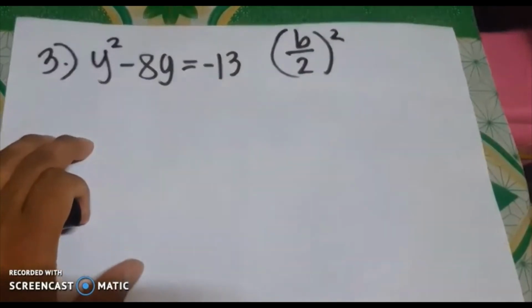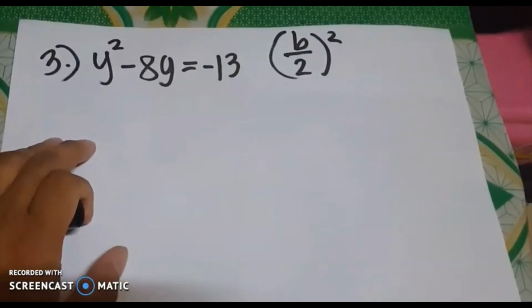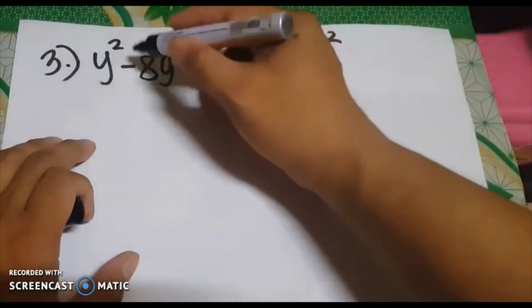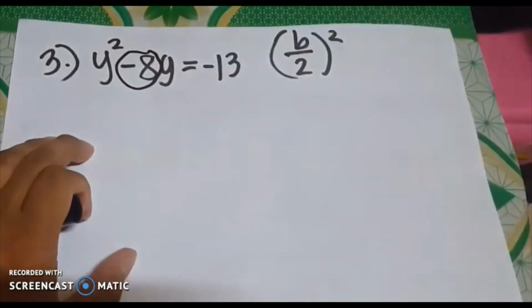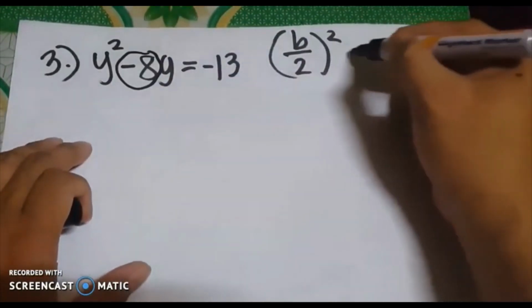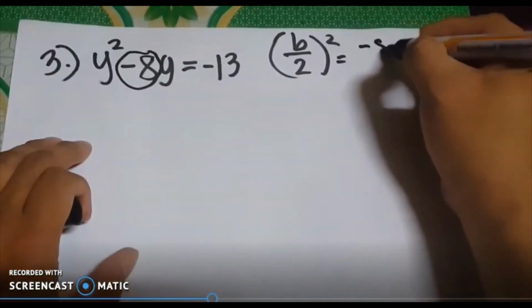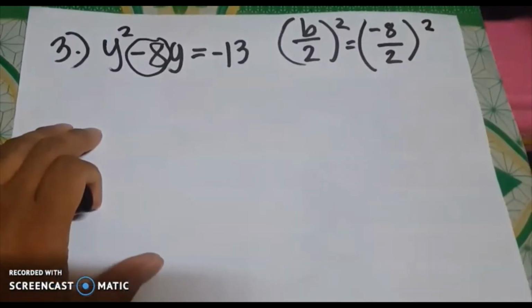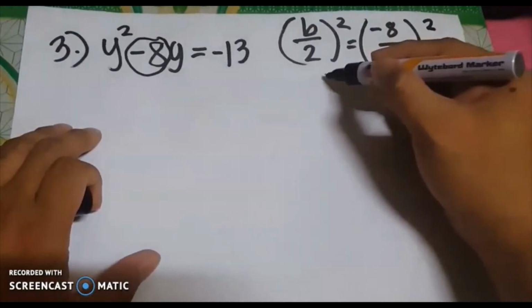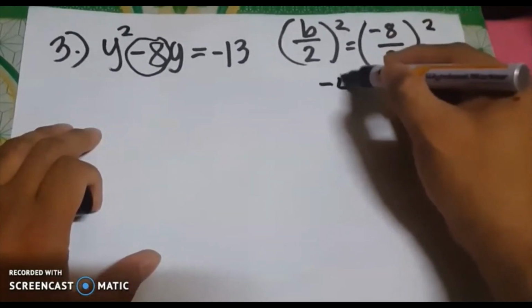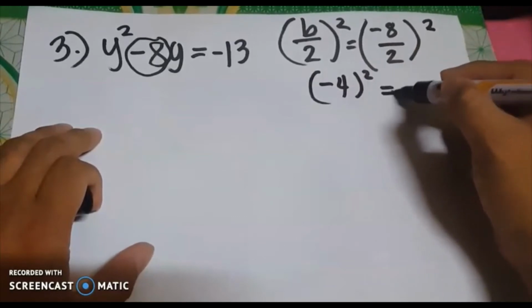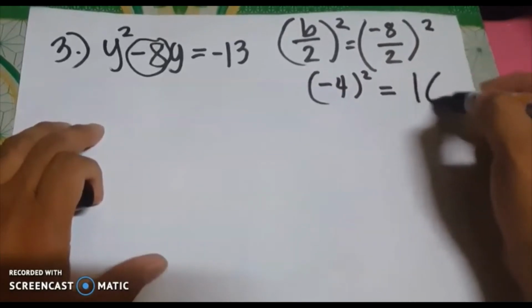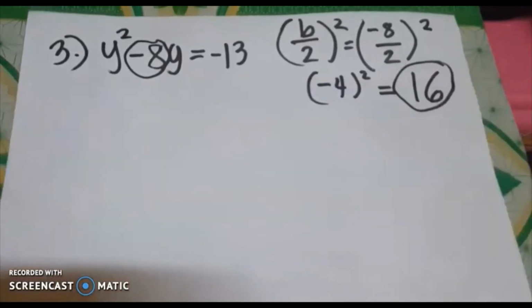Expression b over 2 quantity squared. What's the value of b? That value of b is the number or the numerical coefficient na kasama ng linear term. The linear term is this. So, yung number na kasama niya ay negative 8. So, substitute natin. It will be equal to negative 8 divided by 2 quantity squared. Then, simplify it. We do have negative 8 divided by 2 is negative 4. Quantity squared, which is equal to negative 4 times negative 4, we do have 16.